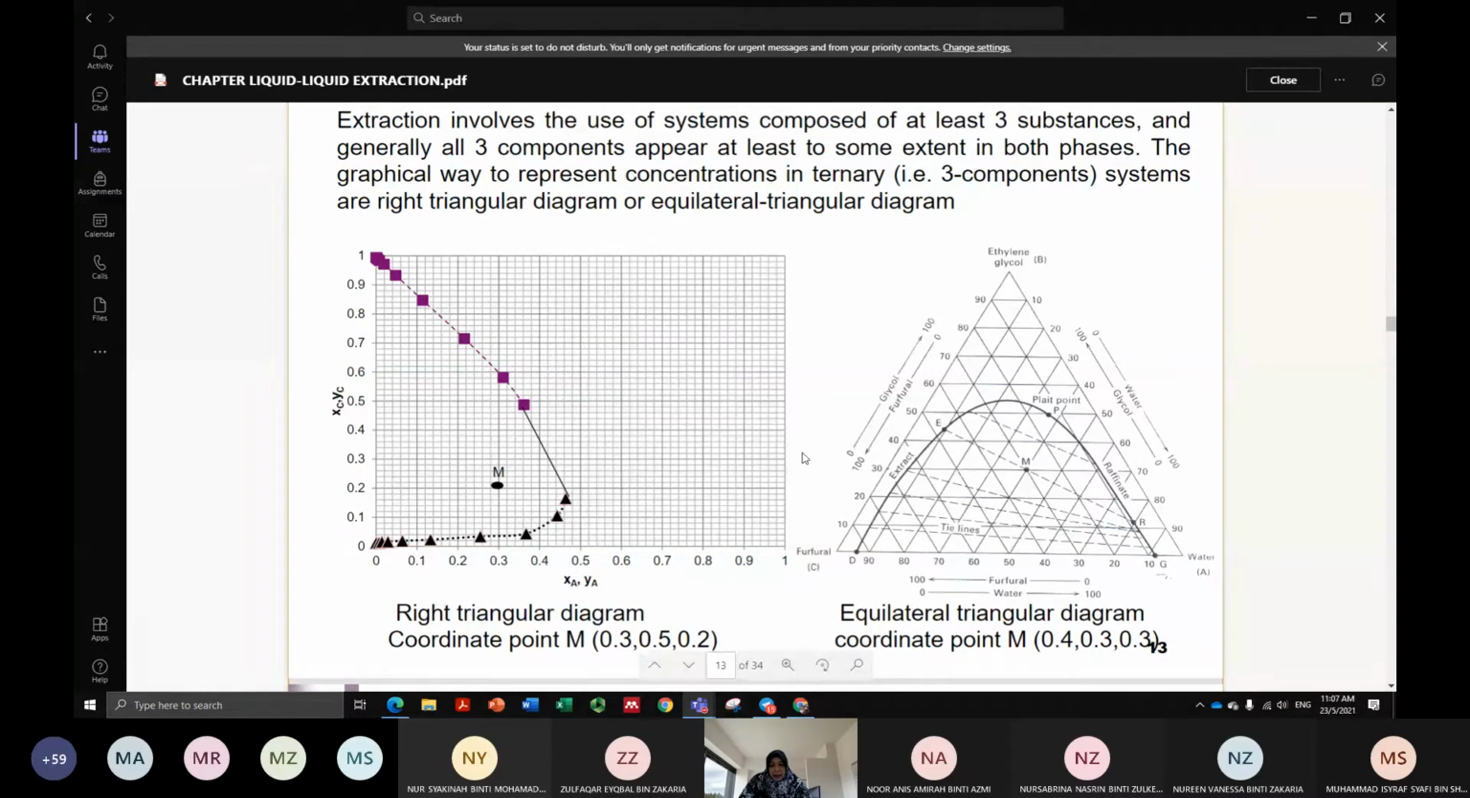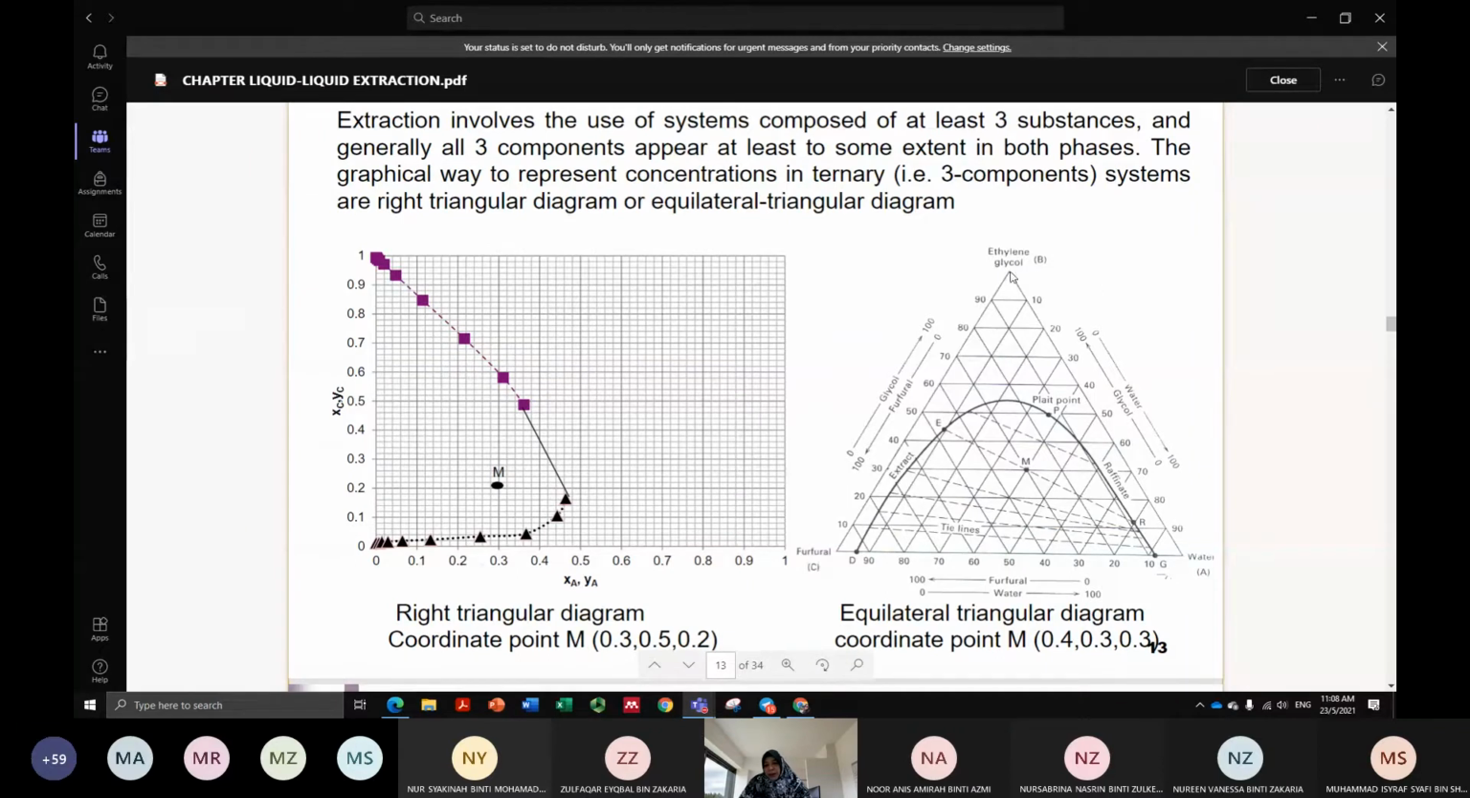They are the same actually. The only thing is that this is the two-dimensional axis, and this one is the three-dimensional axis. For the two-dimensional axis, your y-axis only represents the solvent components, and the x-axis represents the solute. So if you compare with the three-dimensional axis, I think that you are familiar with the two-dimensional axis.